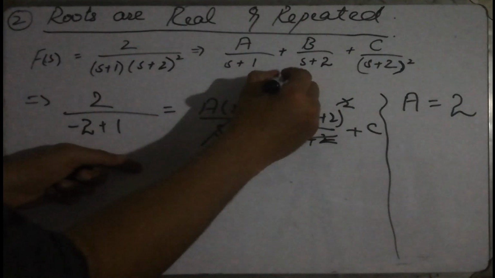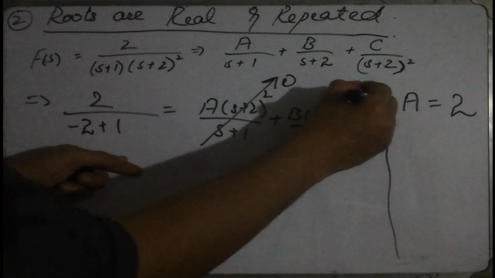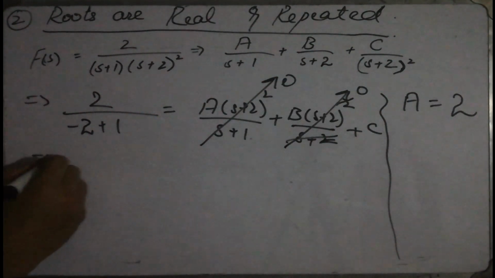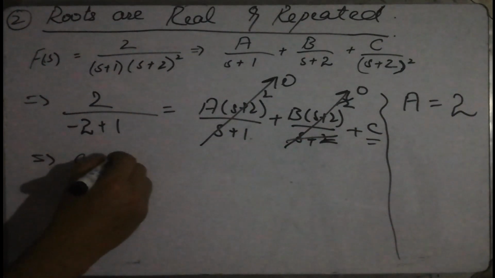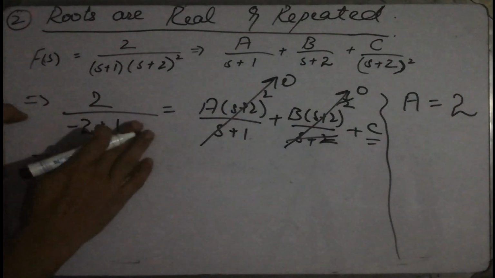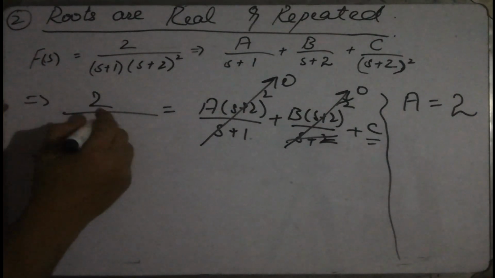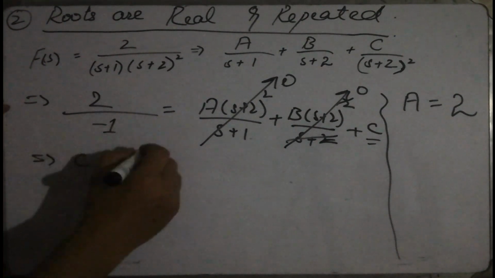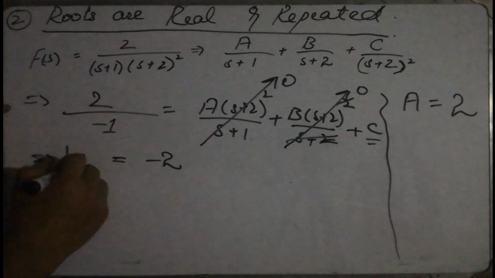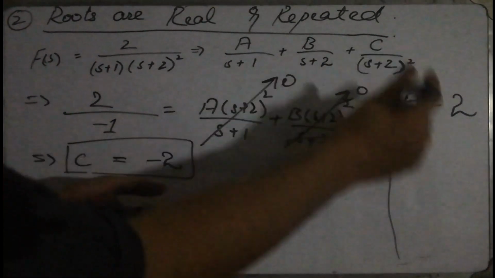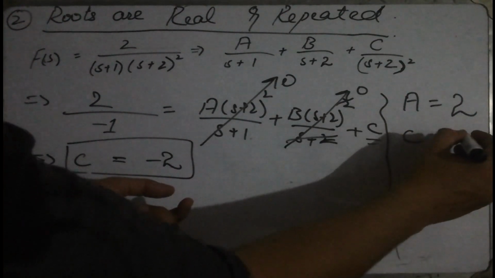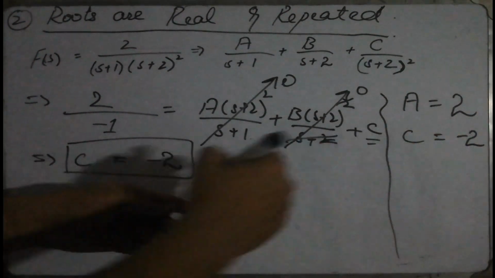This term would get to 0, and this term would also get to 0. So our final constant, which is c, would be equal to negative 2. So we found our second constant, which is c equal to negative 2.